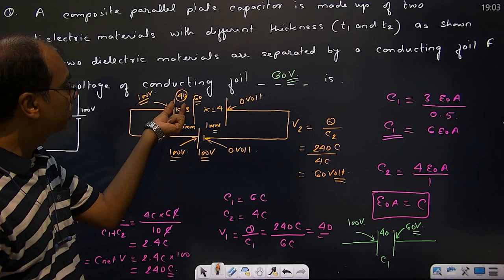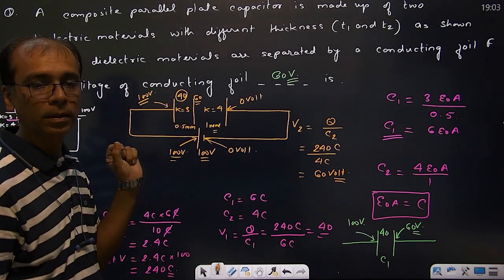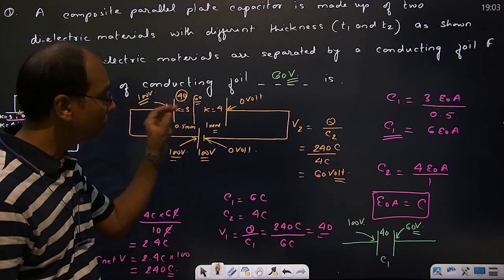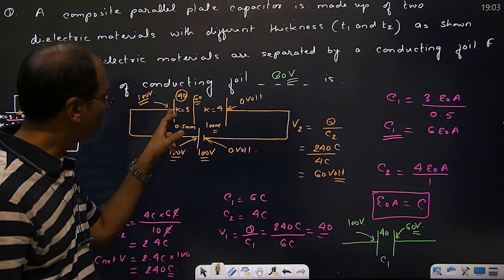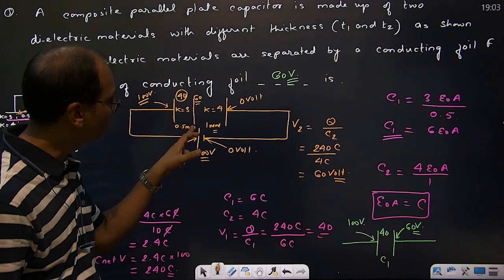So here the potential drop is 40, here it is 60. But he is asking how much is the potential on this plate. How to find it? This potential minus this potential is the potential.